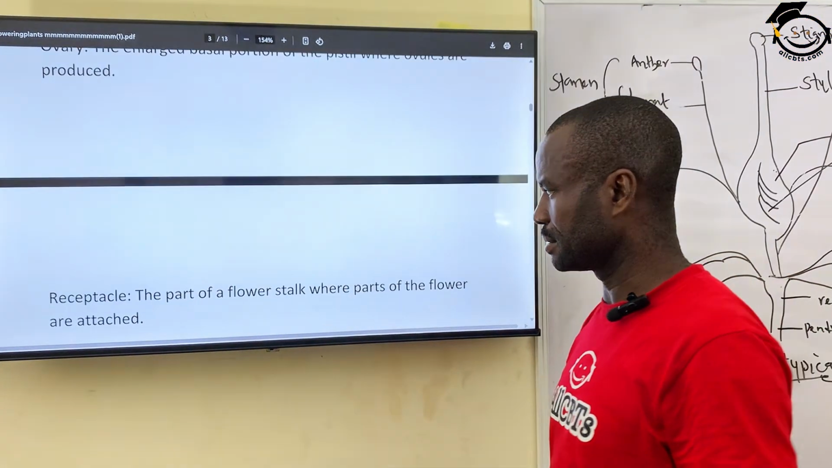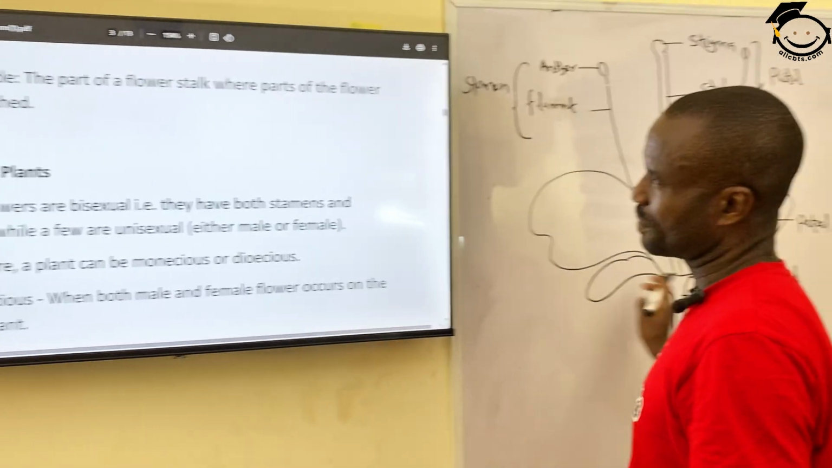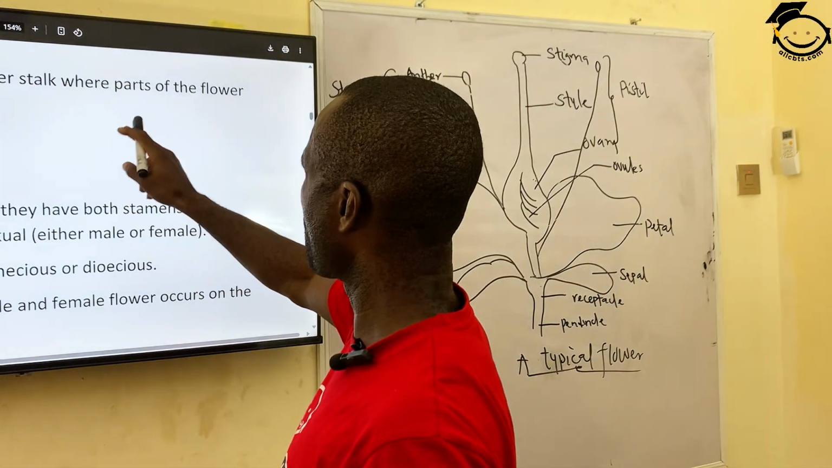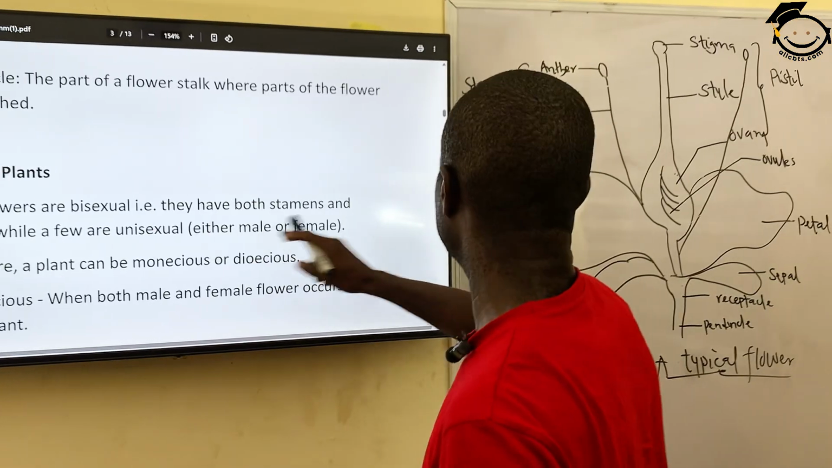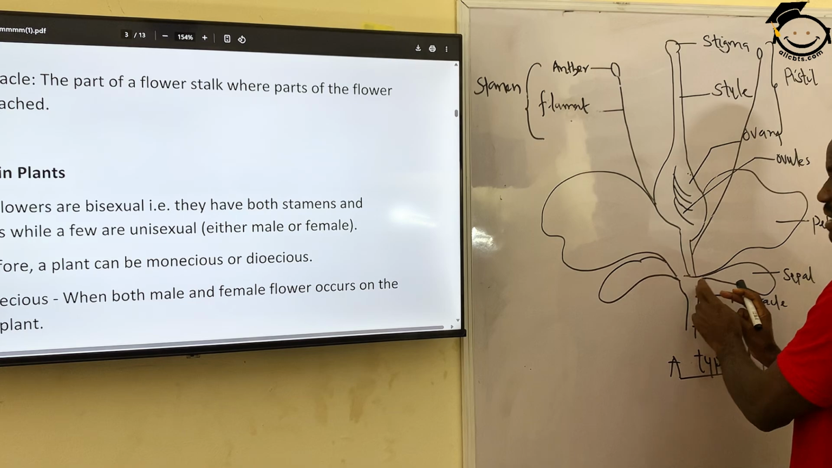Of course, this is the receptacle. This area is the receptacle, the part of a flower stalk where parts of the flower are attached. This part that houses all the floral parts is called the receptacle.